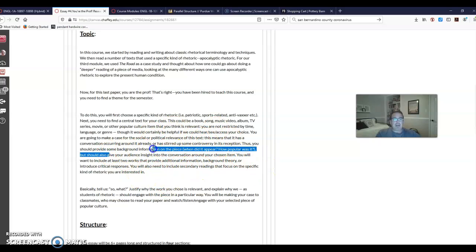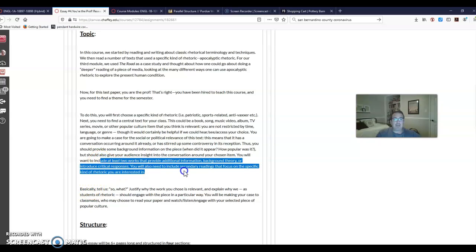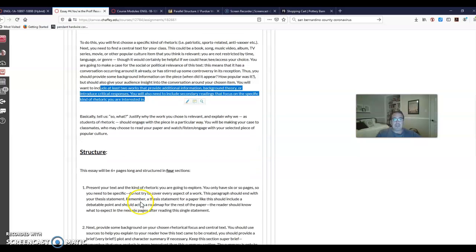Because you have to come up with background information on the piece for your paper, and you need to provide background on the conversation going on around your chosen central text. Okay, so you're going to choose at least two works that provide additional information, background, theory, that kind of stuff about your text. So basically, in your paper, you're going to tell us, so what? That's what you're arguing. Like, why should we study this?